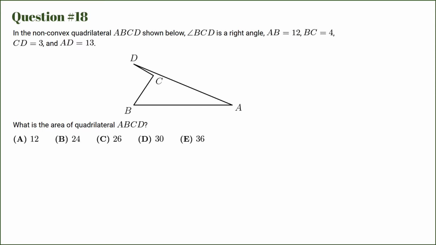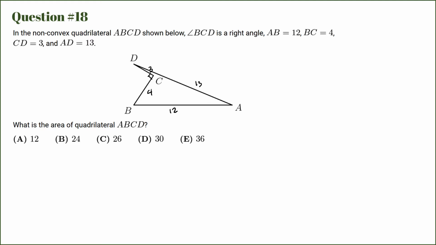Question 18 states, in the non-convex quadrilateral ABCD shown below, angle BCD is a right angle. So let's label that. AB equals 12, BC equals 4, CD equals 3, and AD equals 13. What is the area of quadrilateral ABCD?